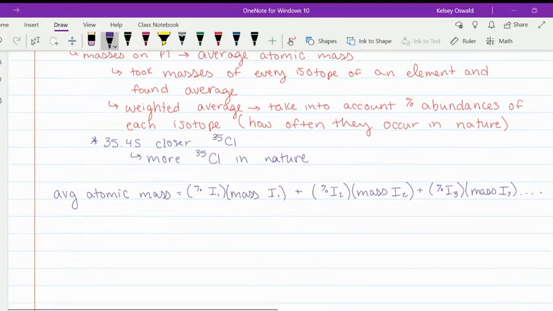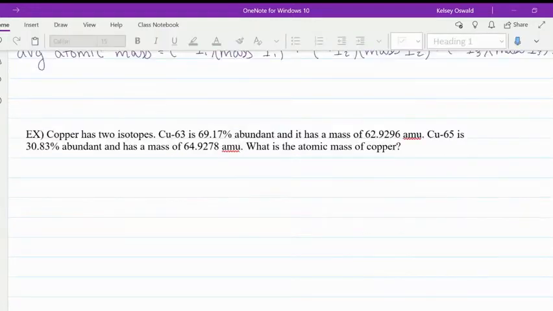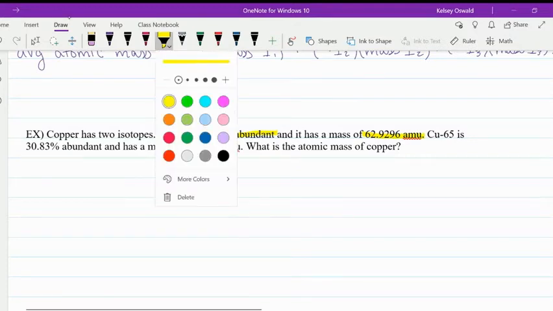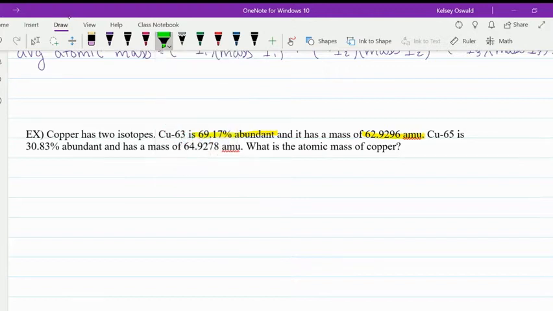So let's look at an example. Looking at copper. Copper has two isotopes. Copper 63 is 69.17% abundant, and has a mass of 62.9296 AMU. So that is going to be the actual mass of copper 63. Our other isotope, Cu65, is 30.83% abundant and has a mass of 64.927 AMU.